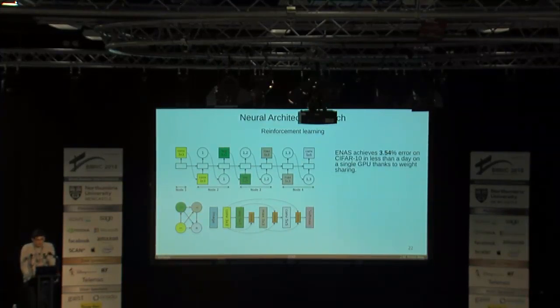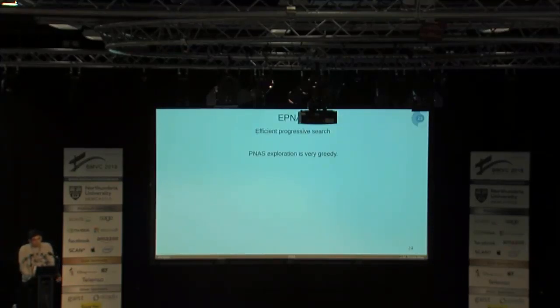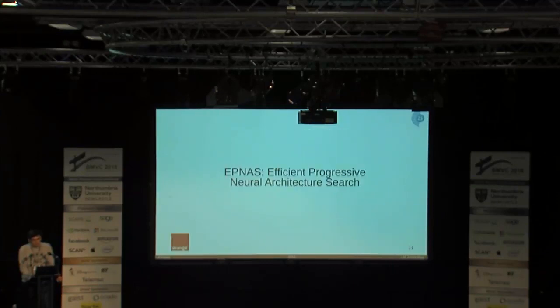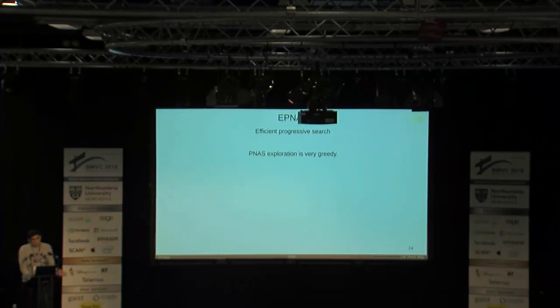Doing that trick, they were able to reduce the search time of the previous reinforcement learning method from 800 GPUs in a month to 1 GPU in a day. So that's quite an improvement. Since we found that progressive neural architecture search is giving very good results, we wanted to try that trick of parameter sharing among sample architectures and see if we could do well as well in iPNAS.